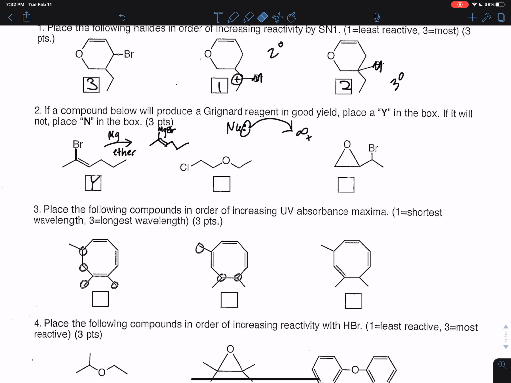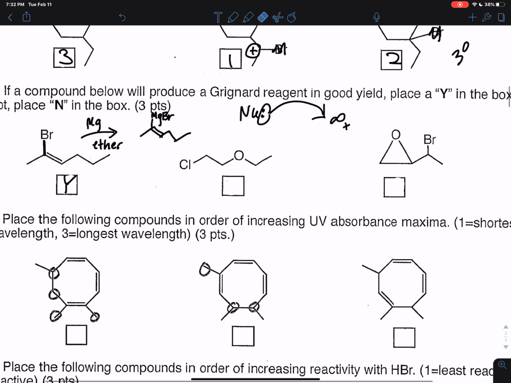So let's move forward to number 2 and see what we have, okay? If a compound below will produce a Grignard reagent in good yield, place Y in the box. So the middle reagent, what we have going on here, we have this ether, right? What is the solvent we use in order to form a Grignard? Ether, right? The whole reason why we use an ether is because the Grignard will not react with it. So for that reason, this middle compound would be yes. We literally use an ether in order to form the Grignard, so if we have an ether right there, then we're okay.